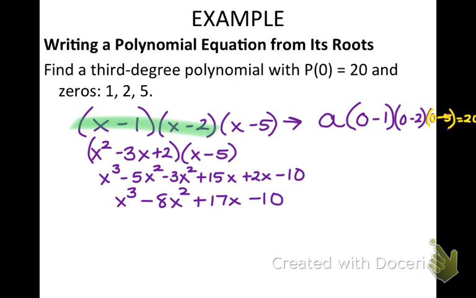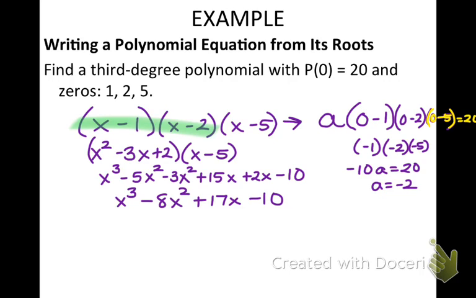Okay, so what's 0 minus 1? Negative 1. So this set of parentheses becomes a negative 1. 0 minus 2 is negative 2. 0 minus 5 is negative 5. What do we get when we multiply those together? Negative 10. So I get negative 10a on the left side. Does everybody see that? Equals 20. So what does a need to equal? Negative 2.